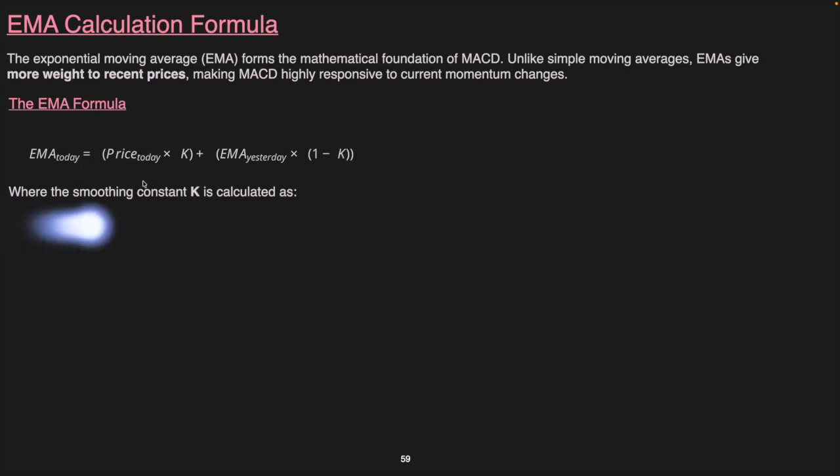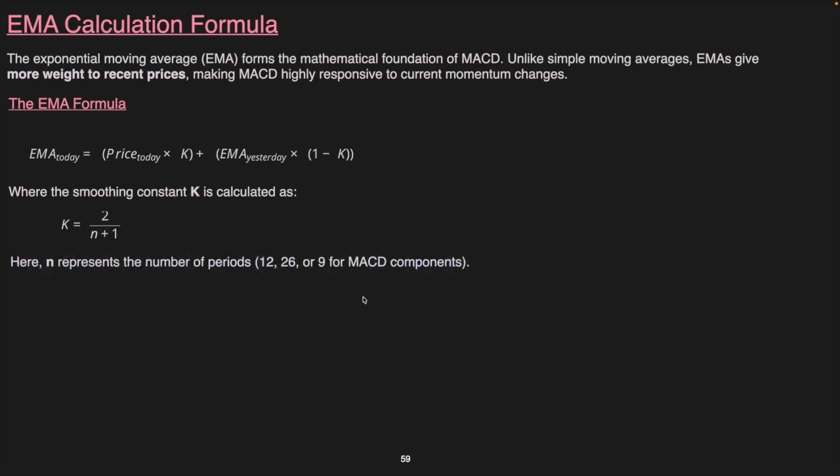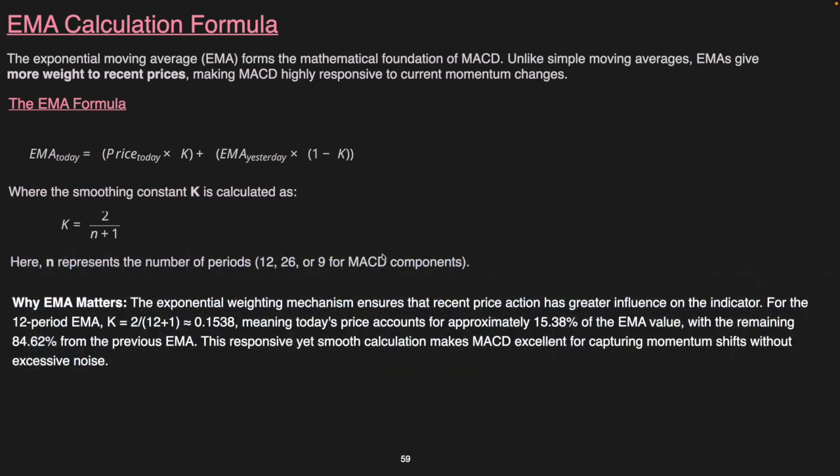So what is this K? This K is nothing but 2 divided by n plus 1. This is the multiplier which we are using here. So 2 divided by n, where n is the number of periods. If we are calculating a 12 period moving average, you put n equal to 12. And if you are calculating a 26 period moving average, we are going to put 26 here, and so on and so forth.